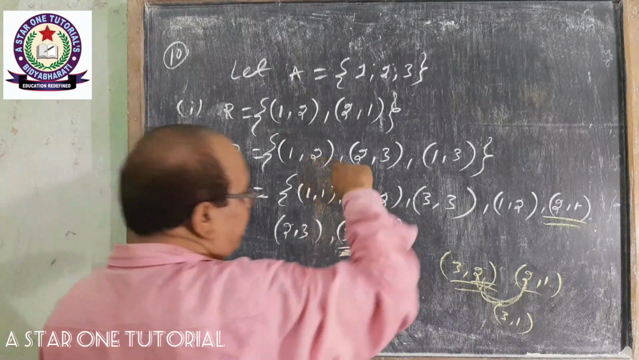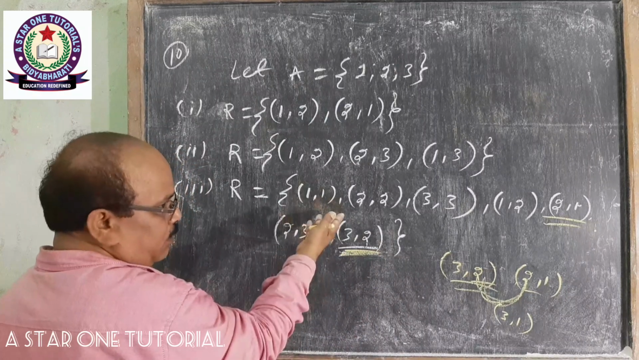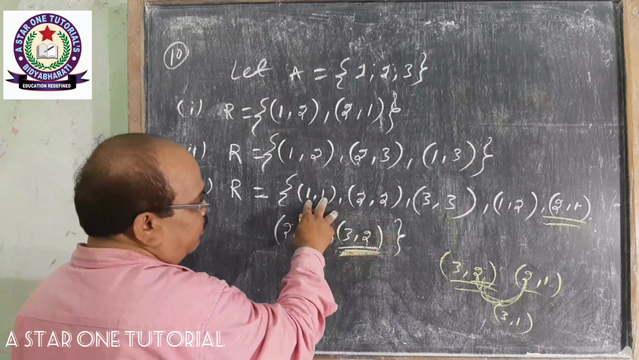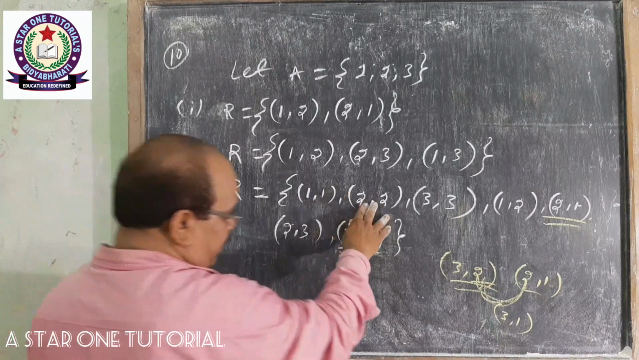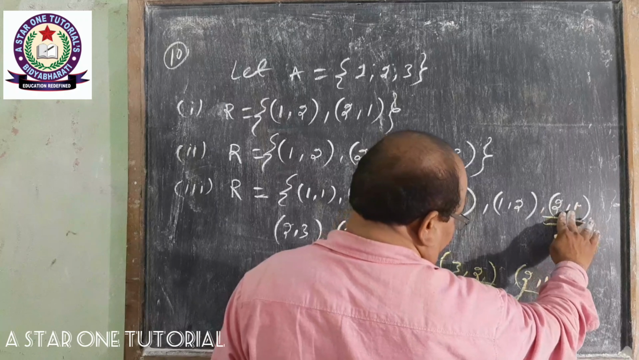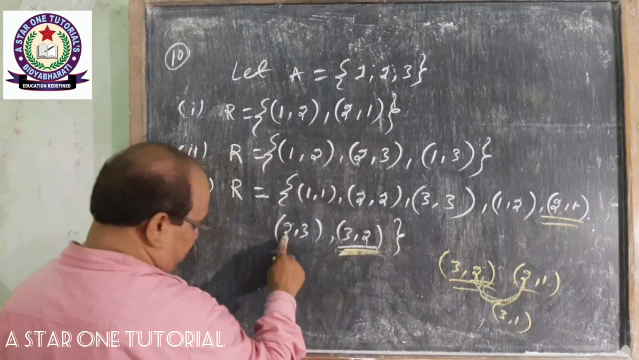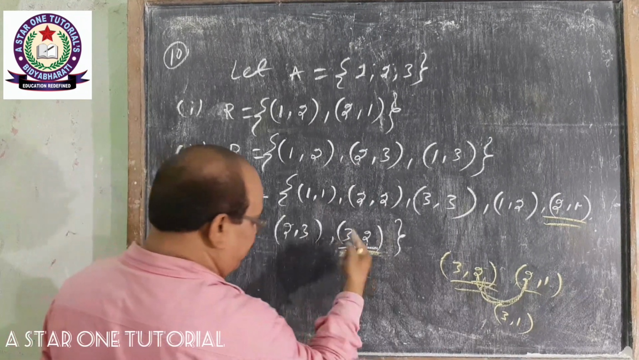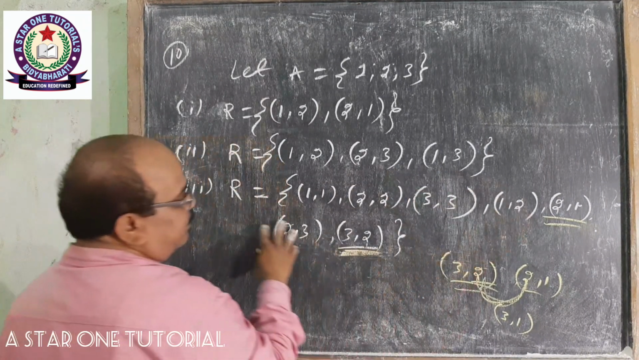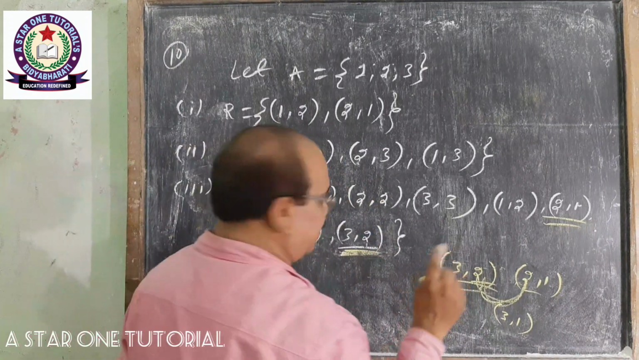And if you reverse any element, if you reverse 1 1, it is 1 1. But in the set theory, repetition is not allowed, so we don't need to write 1 1 twice. Similar is the case here and here. If you reverse this one, then you will get this one. For these two elements, 2 3, its reverse is 3 2, and 3 2, its reverse is 2 3. So we can say that this relation is reflexive, symmetric, but not transitive.